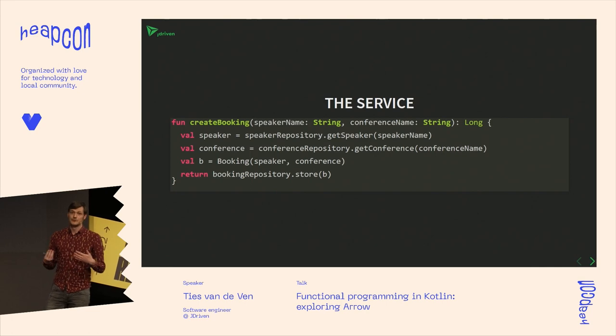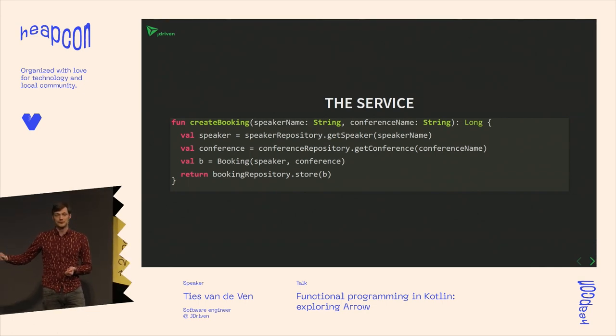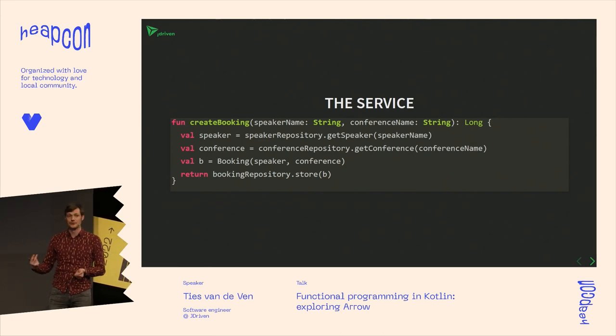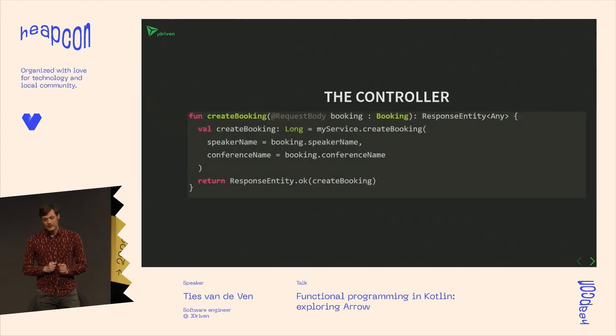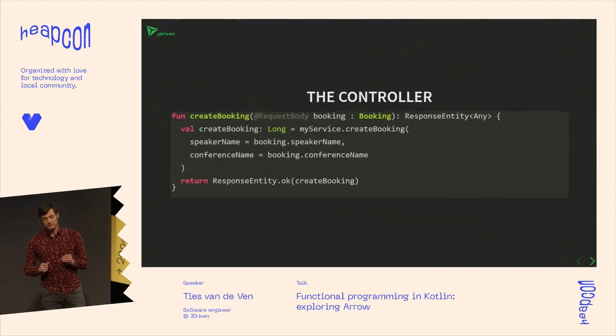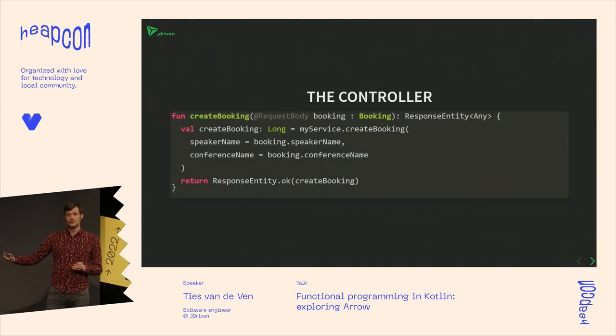So our service will probably look something like this, where we get the speaker from the speaker repository, then the conference from the conference repository, we create a booking, and we store it. And our controller will probably look something like this, where we just call the service, get back a booking ID, and return HTTP 200 containing the booking ID.